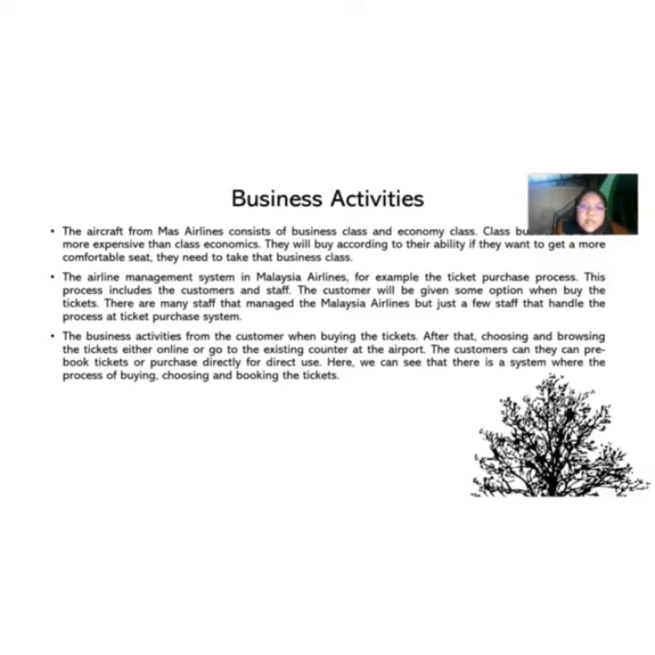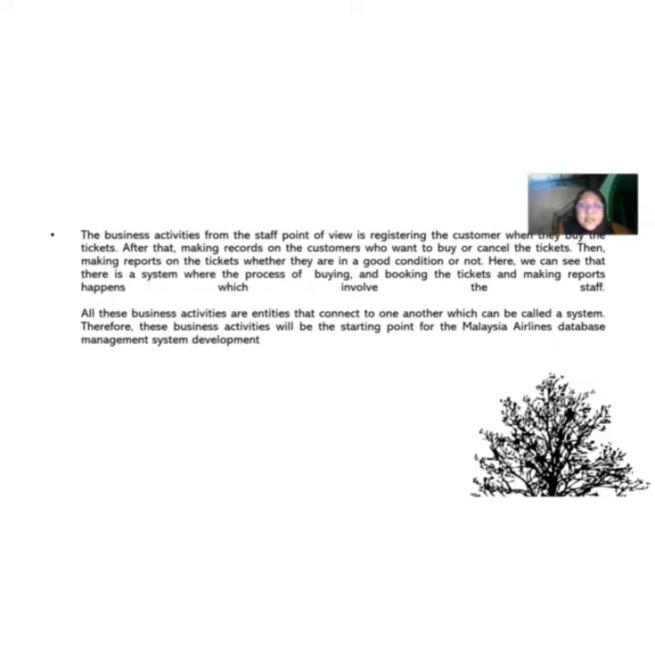The customers can pre-book their tickets or purchase directly for direct use. Here, we can see that there is a system where the process of buying, choosing, and booking the tickets happens. The business activities from the staff point of view is registering the customer when they buy the tickets. After that, making records on the customer who wants to buy or cancel the tickets. Then, making reports on the tickets, whether they are in good condition or not.